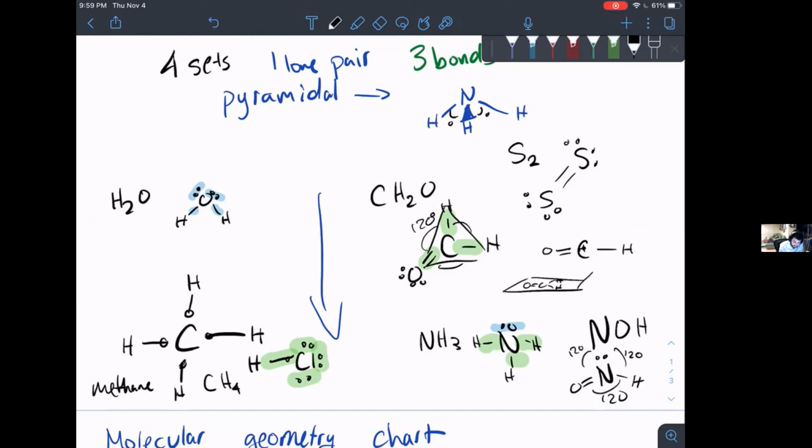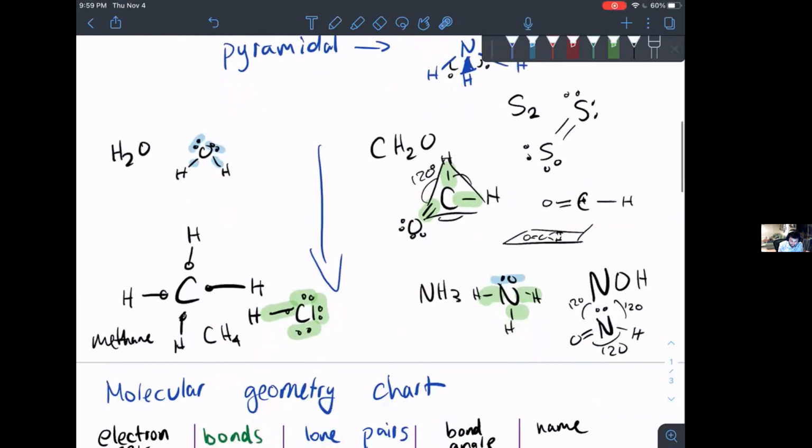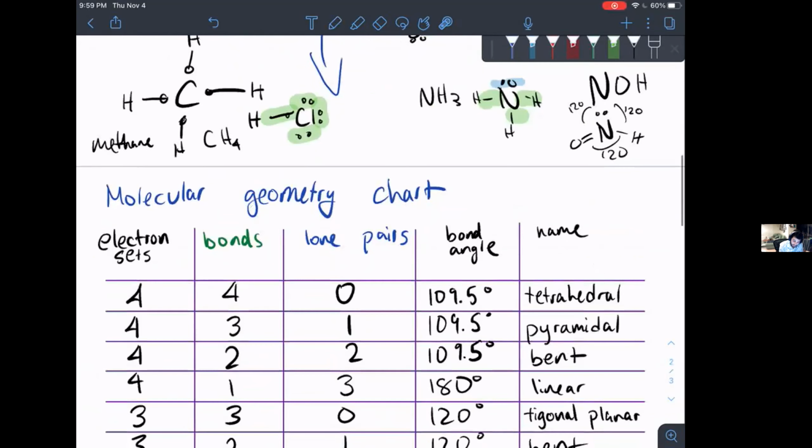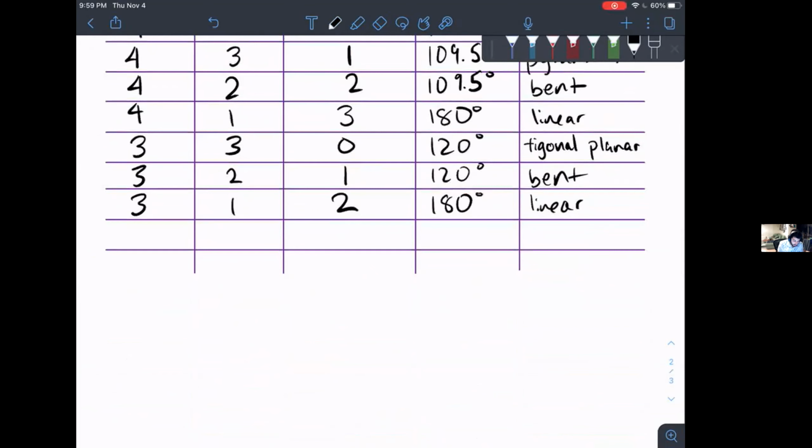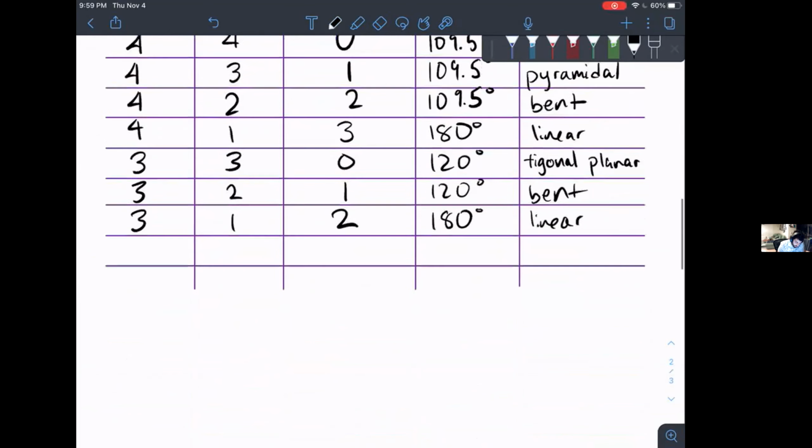And again, there's only 1 bond, but there's no real central atom. I mean, that's kind of why the model also breaks down, because we don't have a center. But either way, the set bond angle is going to be 180 degrees. So we'll just say 180. Again, that's going to be linear. All right. So we're almost done here.